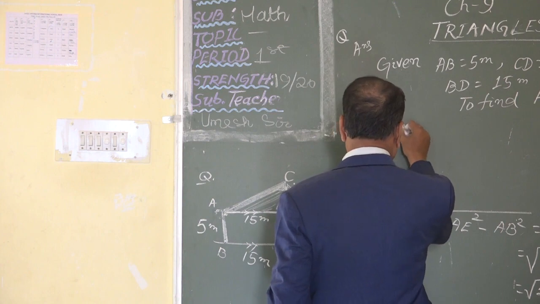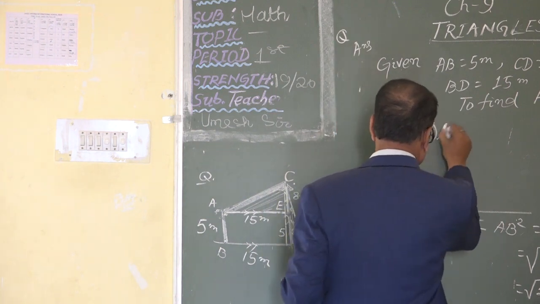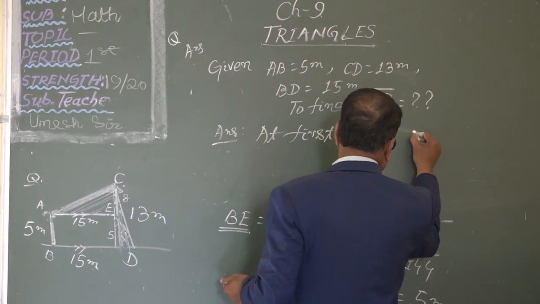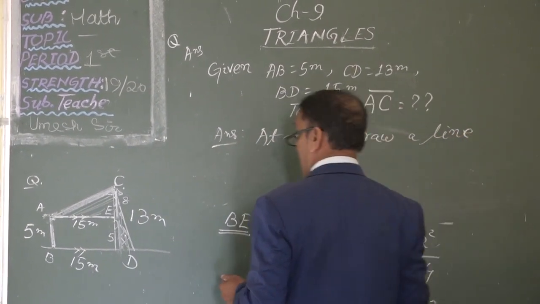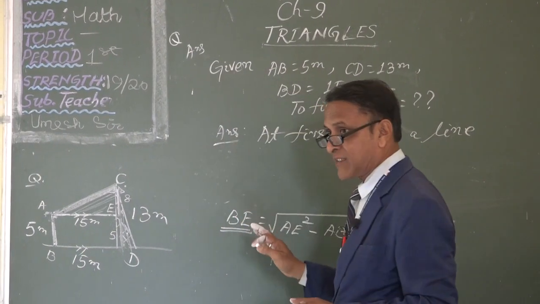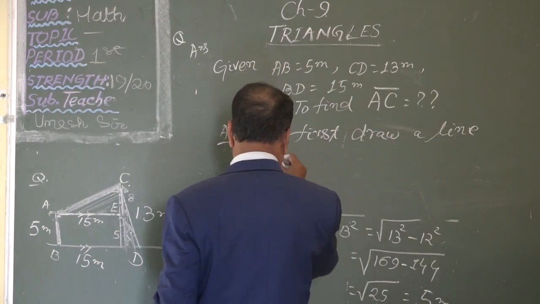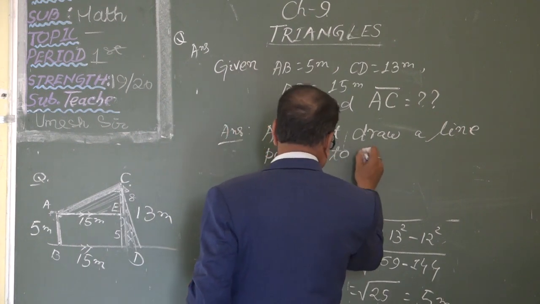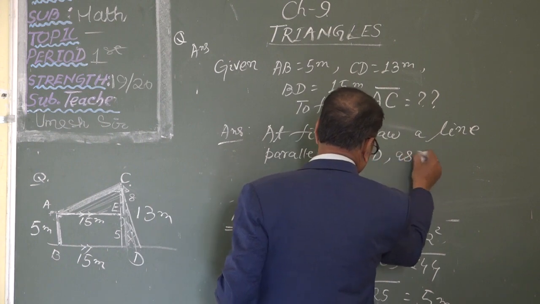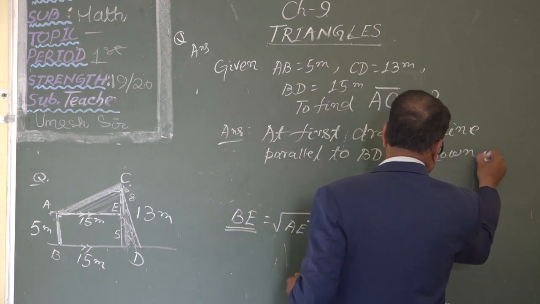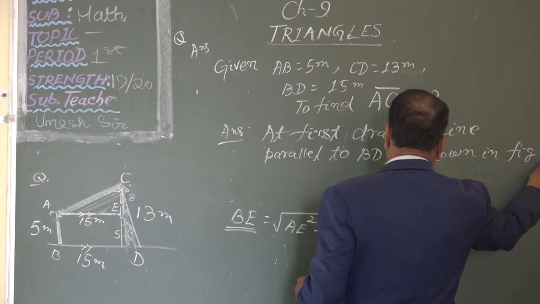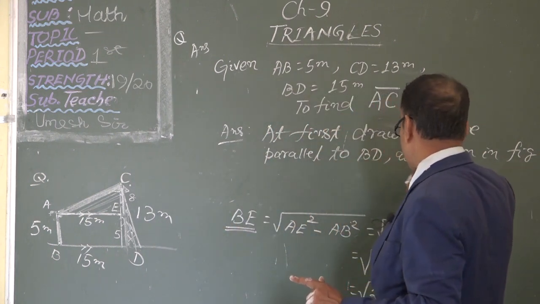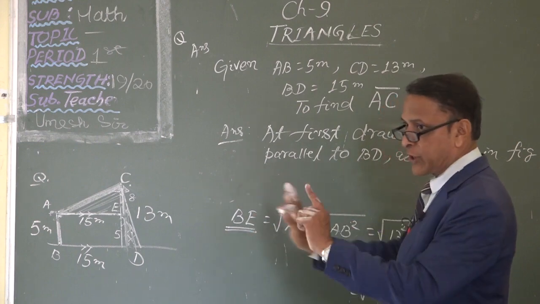First answer, what we will do? At first, draw a line. Clearly you will write. You are not writing all these statements. At first, draw a line parallel to BD as shown in figure. First you will draw the figure. Figure करके दिखाओगे और लिख देना. At first, draw a line parallel to BD as shown in figure.